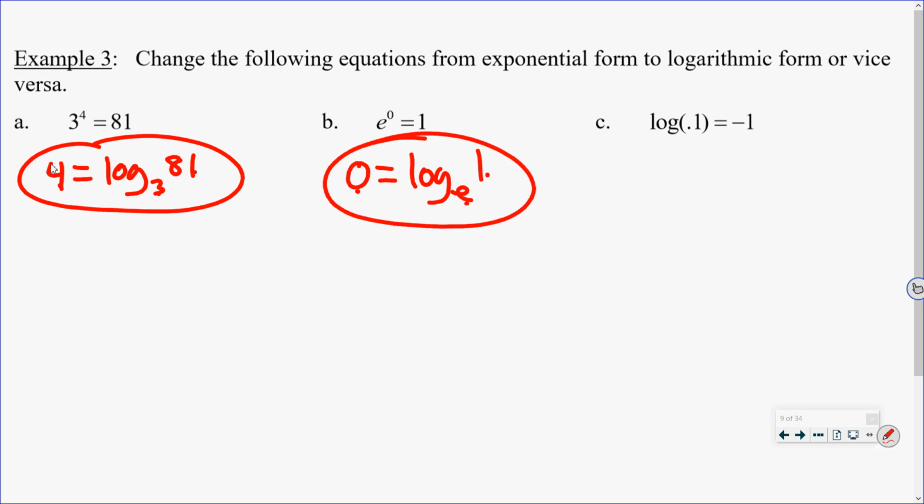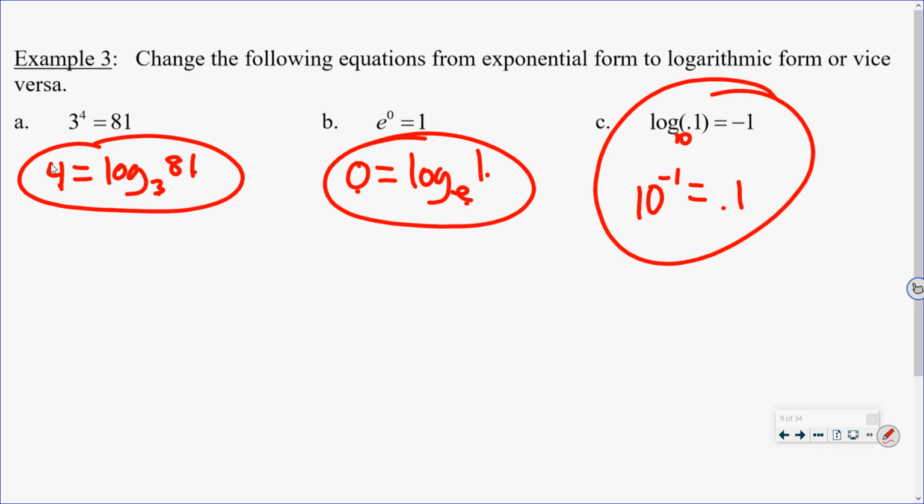Okay, this one's in logarithmic form. We're going to rewrite it. Just be careful. You have to have a base. This one doesn't have a base. That means it's base 10, right? That's what we talked about. So I'm going to say 10, and this is my power on the right side. 10 to the negative 1 equals what I'm taking the log of. So again, those two mean the same thing. Just two different forms of writing it.